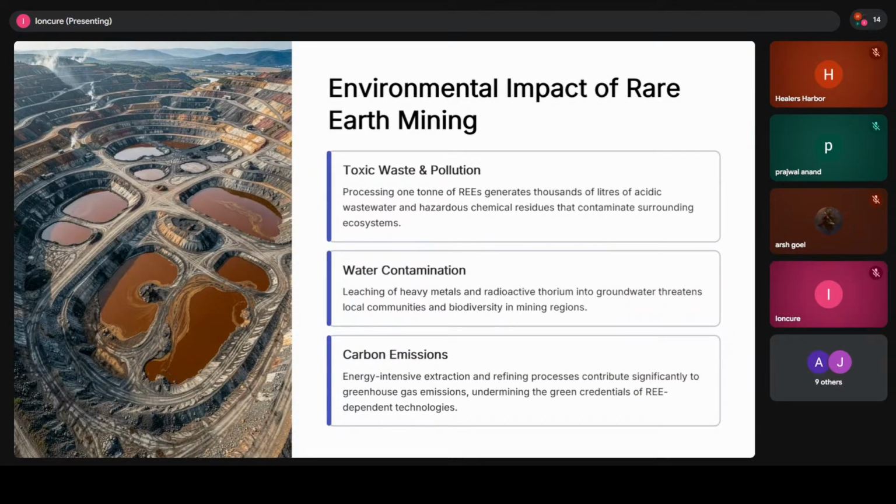Although rare earth elements are important for green technologies, their extraction creates major environmental problems. Mining operations produce large amounts of toxic wastewater and chemical waste. Heavy metals and radioactive minerals can contaminate groundwater and surrounding ecosystems. The extraction and refining process also consumes large amounts of energy, contributing to greenhouse gas emissions. So there is a contradiction. We need rare earths for sustainable technologies, but obtaining them can damage the environment if not managed properly.